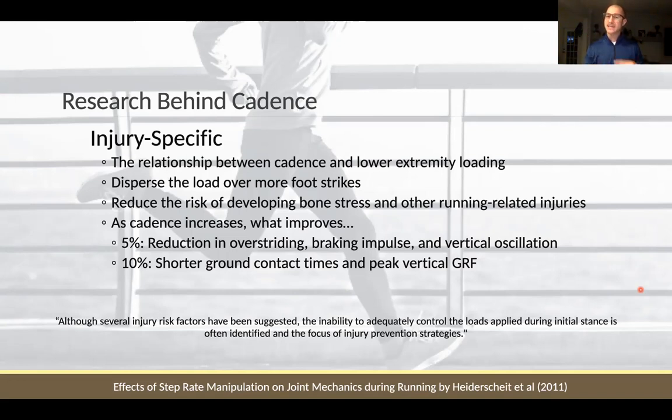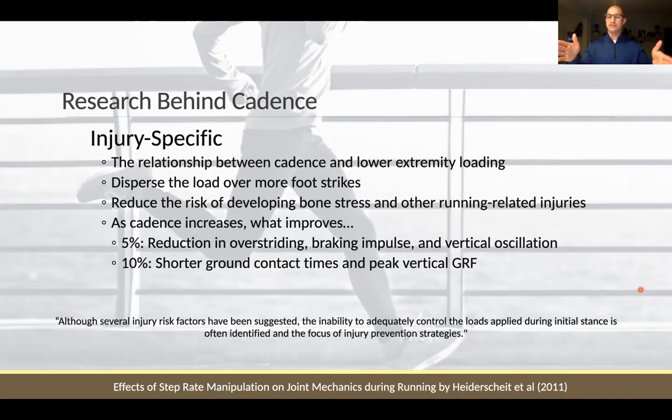But we know that if we're taking more steps per minute, we'll say you're running at 160 steps per minute, and over that same minute at that same pace, we can run 168 steps per minute. Again, we didn't increase our speed. We're just striking the ground a little bit more often. We can disperse the amount of load that we're experiencing over more foot strikes. So why this matters is because the magnitude of load every time you strike the ground is less.